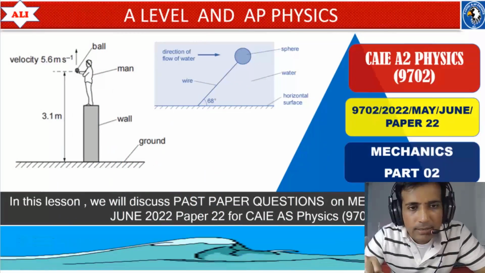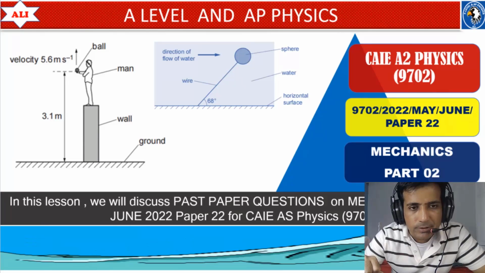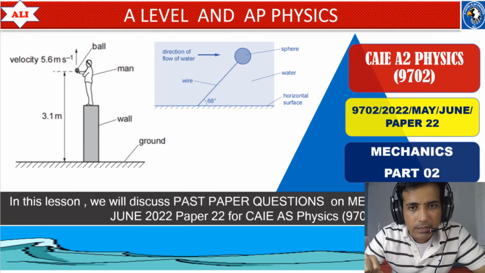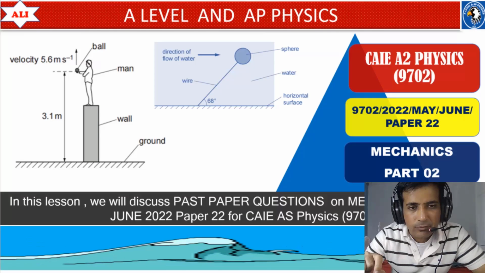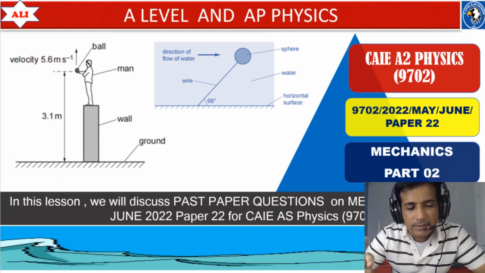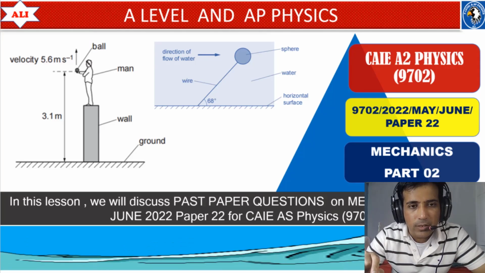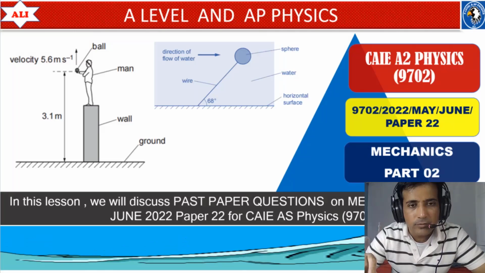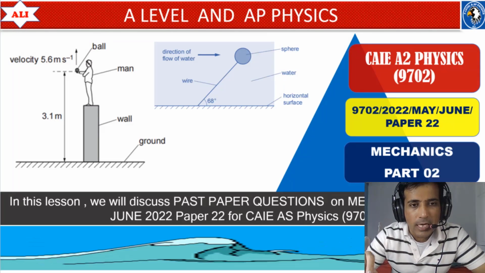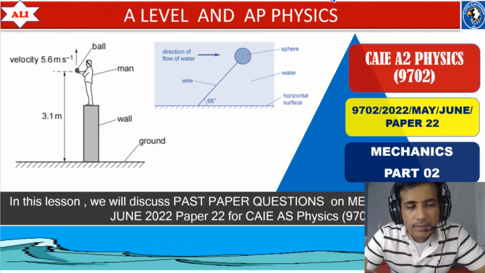Welcome to A-Level and AP Physics. In today's lesson, we will discuss past paper questions on mechanics from May June 2022, paper 2, variant 2. Today's class, we will start from question number 2. In the last lesson, we discussed question 1 on measurements. For the solution of that question, you can go to mechanics part 01. Today we will discuss questions on kinematics, forces, energy and power in today's class. Let's study together.